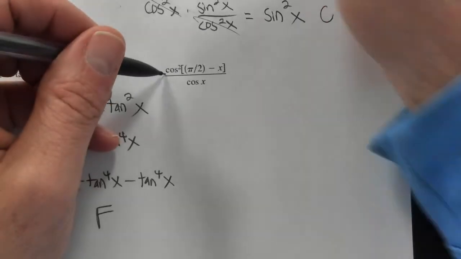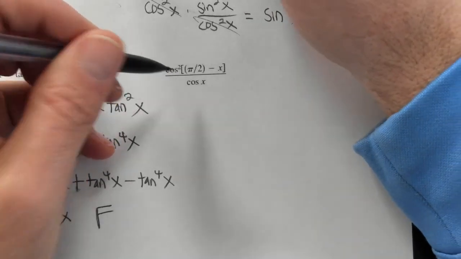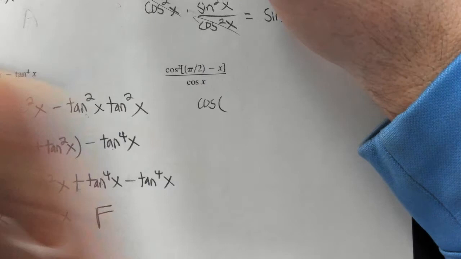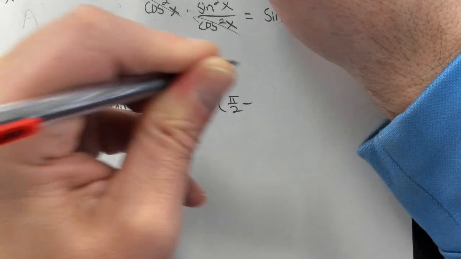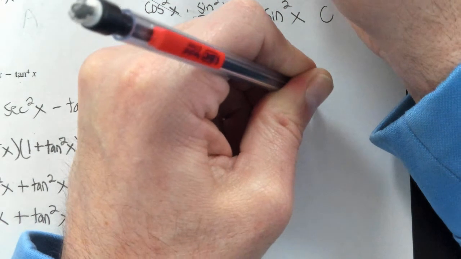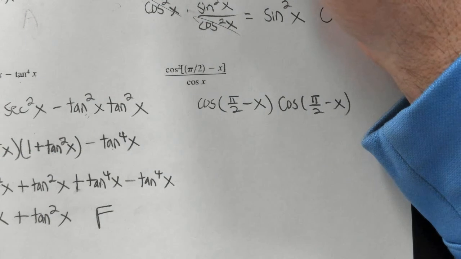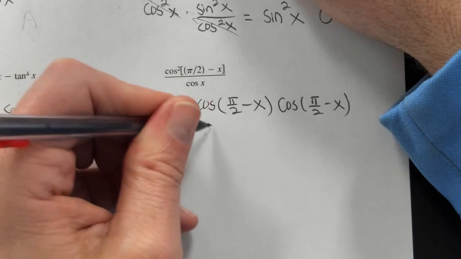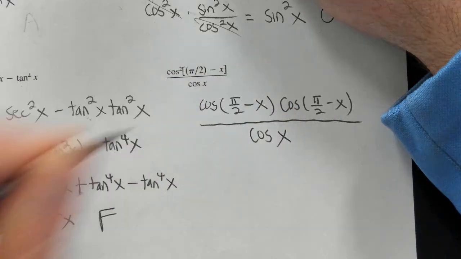What about the last one, though? The last one we'll be using one of our other identities. So first thing I'll do is I'll split the squared up. So that would be cosine of pi over 2 minus x times cosine of pi over 2 minus x. All right, so I'm splitting that up. Okay, so we've got that. All of this now is still going to be over cosine of x. All right, so we're in good shape there.